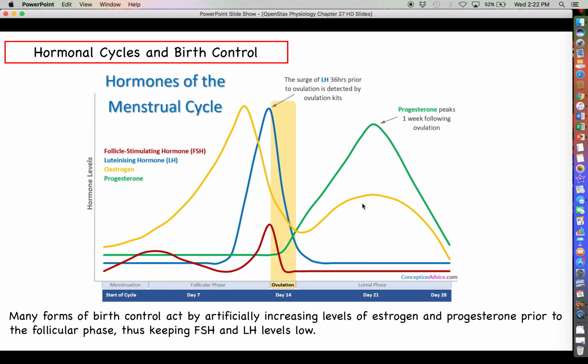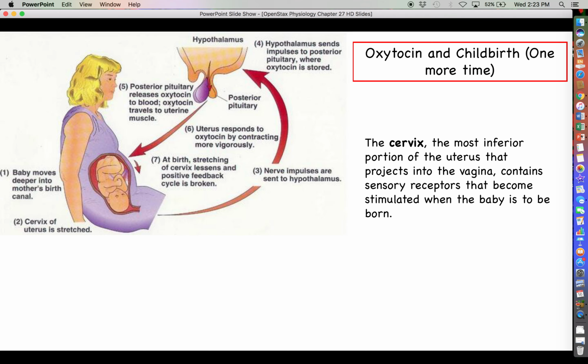It is worth mentioning that in terms of birth control and this diagram here, a lot of different forms of birth control are basically just a big pill of either estrogen or progesterone. So if this pill is taken prior to the follicular phase, meaning before you get to this event right here, you actually activate the negative feedback loop earlier than it's intended, meaning you never see that surge of luteinizing hormone and follicle-stimulating hormone because that estrogen or progesterone pill that you took activated the negative feedback and prevented those surges from occurring, meaning ovulation does not happen.